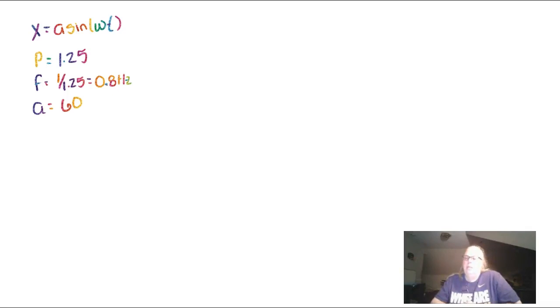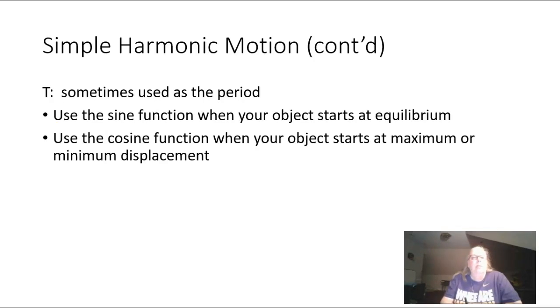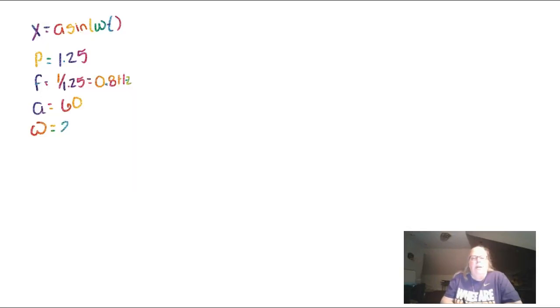And we're going to use the positive 60 because the children are traveling upward first. All right. So all that's left is to figure out what omega is equal to. And we said earlier that omega was 2 pi times the frequency. In our case, we're looking at 2 pi times the frequency of 0.8, which we just found, and this is going to give me 1.6 pi.